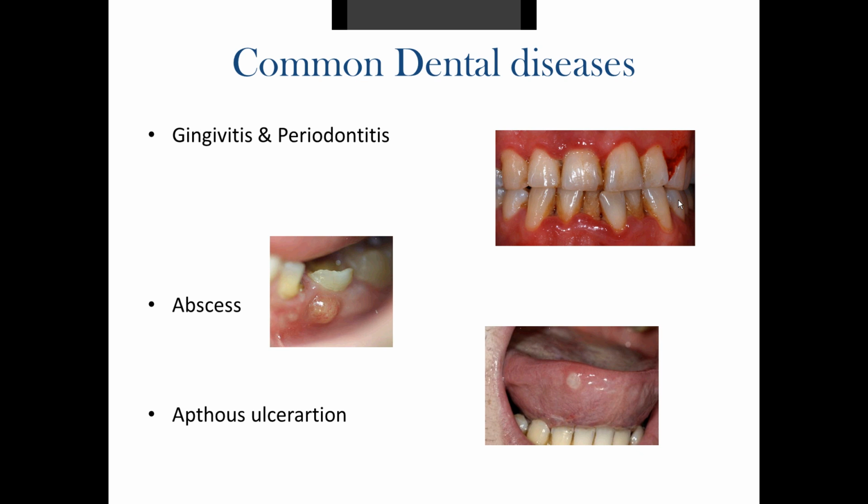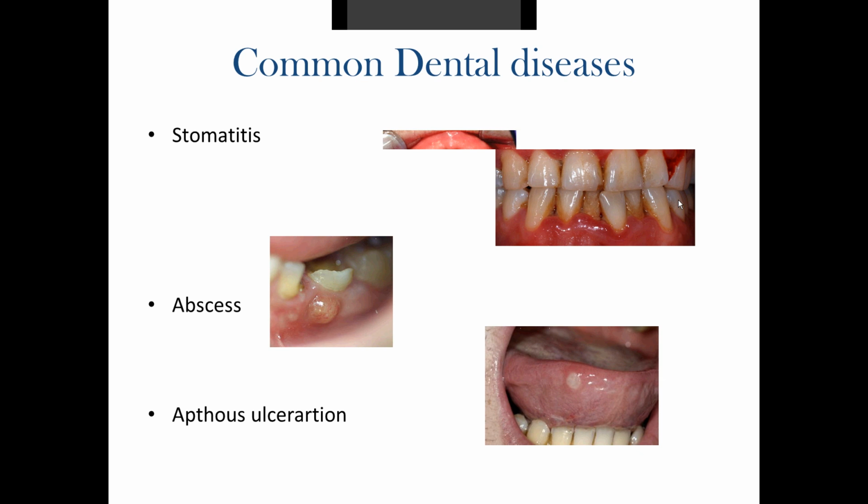Aphthous ulcer, as you can see on the lateral border of the tongue in this photo, is the result of peeling of the epithelial layer of the mucosa, resulting in a raw area. The treatment is application of anesthetic gel and consumption of multivitamin supplements.